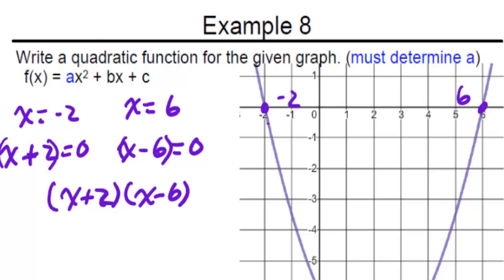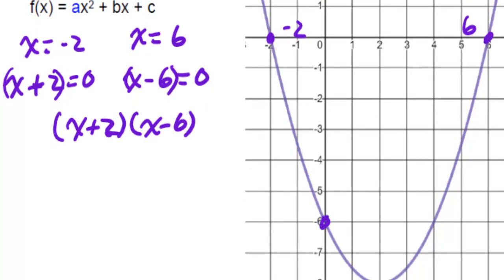The only problem is the rest of the dots that are along this curve may not actually fit. In fact, if I point out here the y-intercept, which is negative 6, so that's (0, negative 6), when I go to do the FOIL on here, 2 times negative 6, I end up with a negative 12 when I'm supposed to have a negative 6. That means I have an a value out here that's missing.